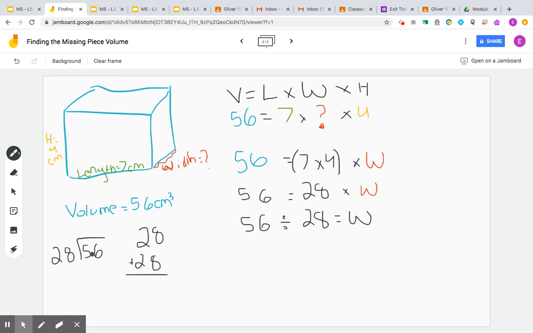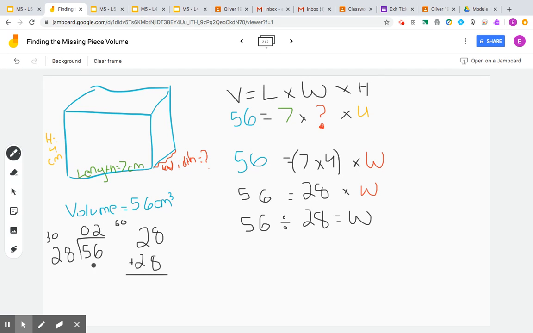If I have 5 tens, I can't make a group of 28 of them. There's just not enough. So I'm going to put a 0 there and decompose. Now I have 56 ones, and I can definitely make a group there. I know that 28 is close to 30. And I know 56 is close to 60. And 30 goes into 60 twice. So let's see if 28 will go into 56 twice, using my estimation skills.